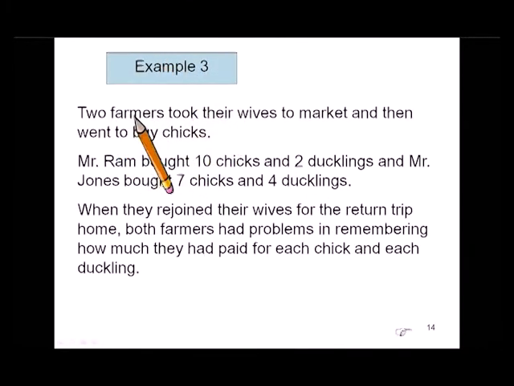Example 3. Two farmers took their wives to market and then went to buy chicks. Mr. Ram bought 10 chicks and 2 ducklings, and Mr. Jones bought 7 chicks and 4 ducklings. When they rejoined their wives for the return trip home, both farmers had problems in remembering how much they paid for each chick and each duckling.